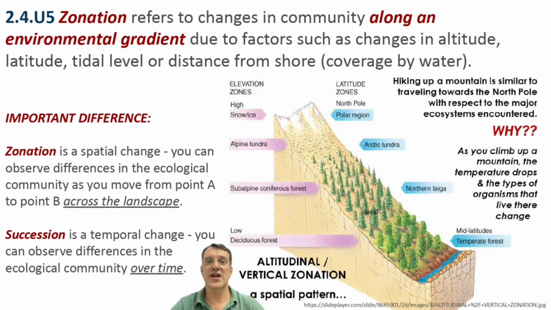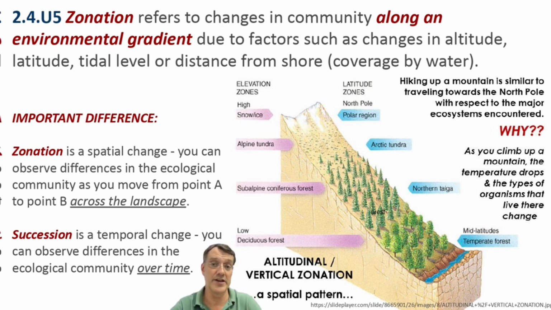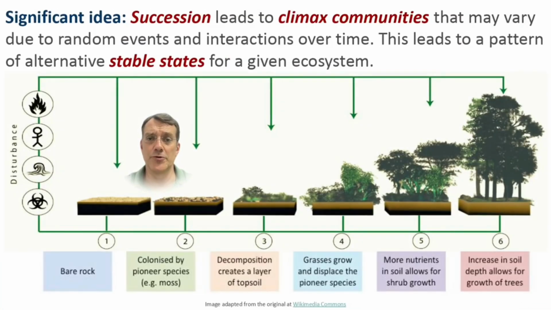It's important to understand the difference between zonation and succession. Zonation is a spatial pattern observed across the landscape at a single point in time. Succession is a temporal change where communities evolve and change over time. The image shows vertical zonation on a mountainside, illustrating how elevation changes create distinct ecological communities. This significant idea introduces succession, which is the process that leads to climax communities.